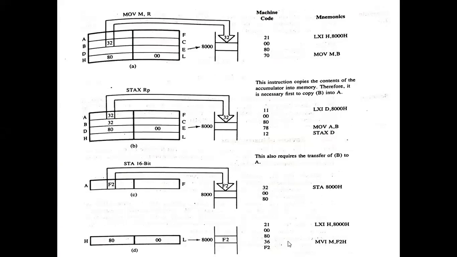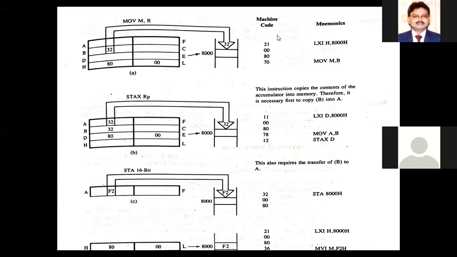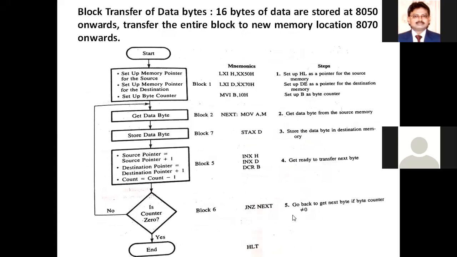Again, we have another instruction which is known as MVI M, 8-bit. It means we want to copy the data which is defined within the instruction, that is F2, into the memory. Which memory? The one whose address is again defined in the HL pair.